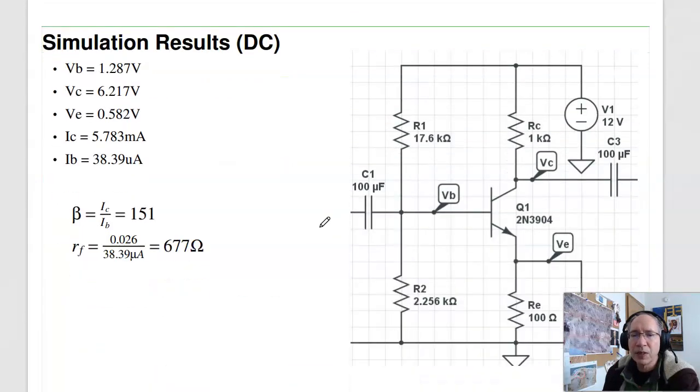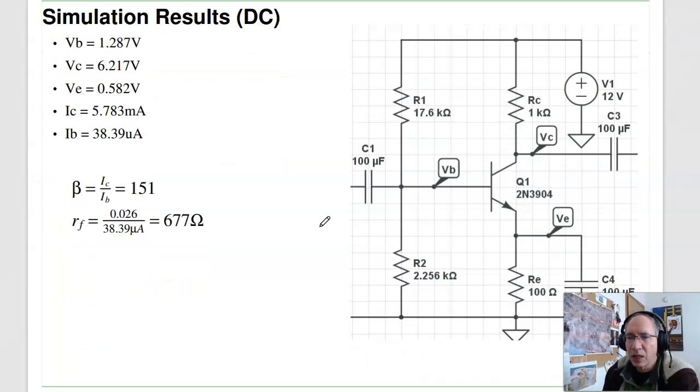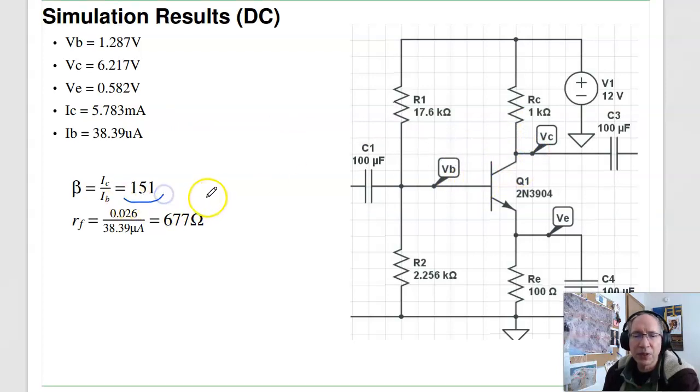So to find the different parameters, this is DC analysis. Build the circuit, find the DC terms, and it's about what I expected. VCE is about 6 volts. I can find the current IC, find the current IB, find beta. For this transistor, Circuit Lab assumes beta is 151. And then RF is 677 ohms.